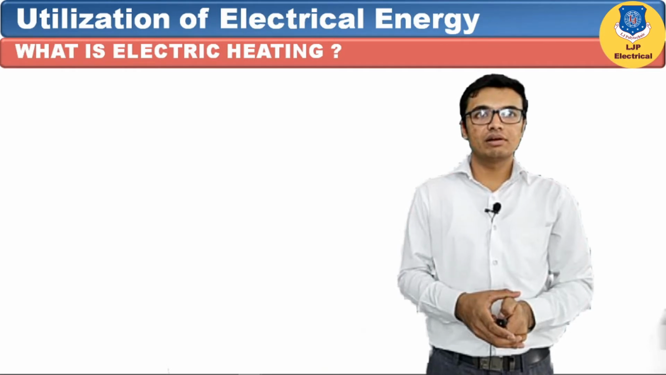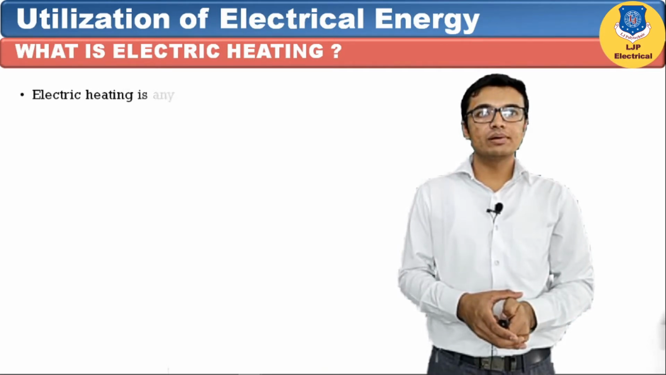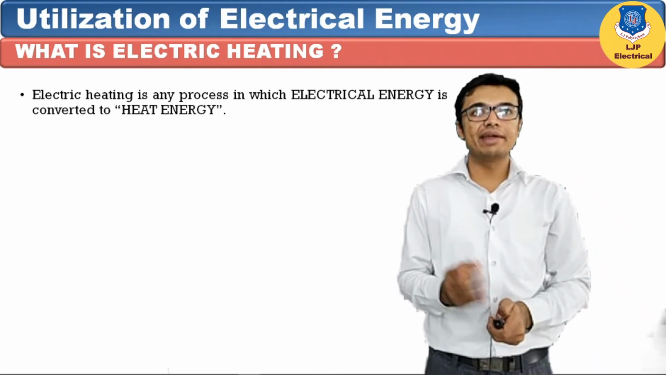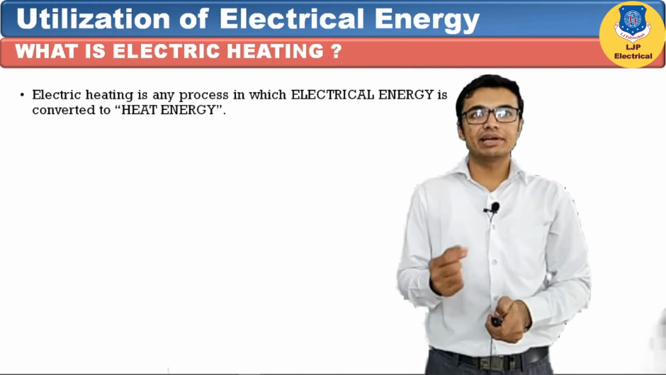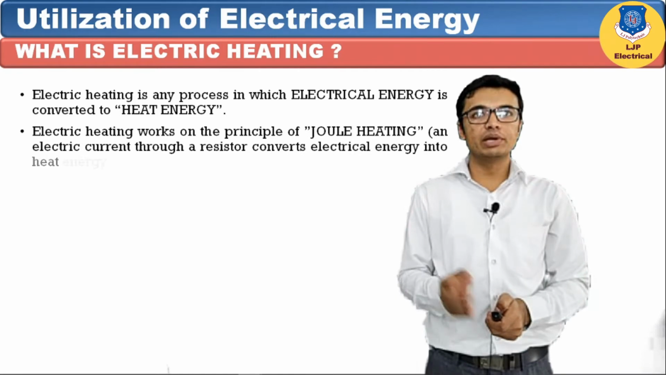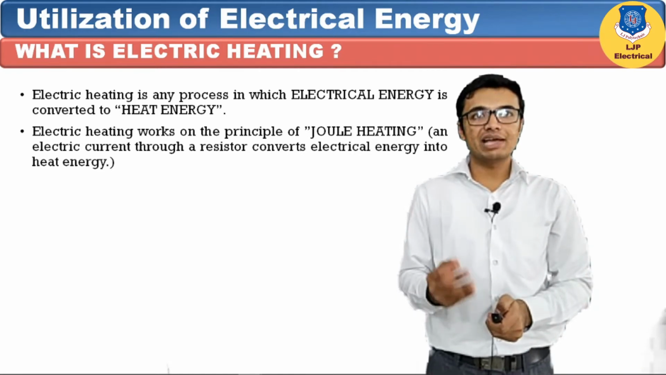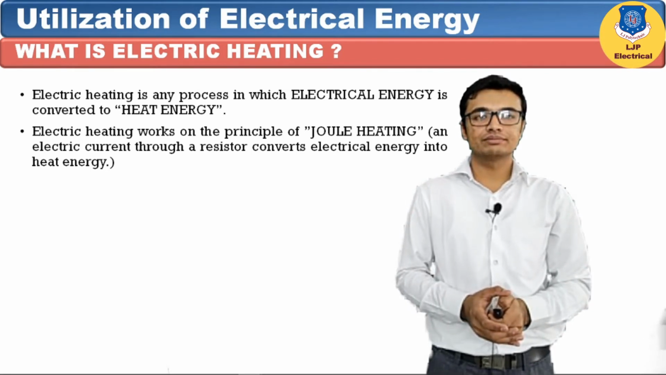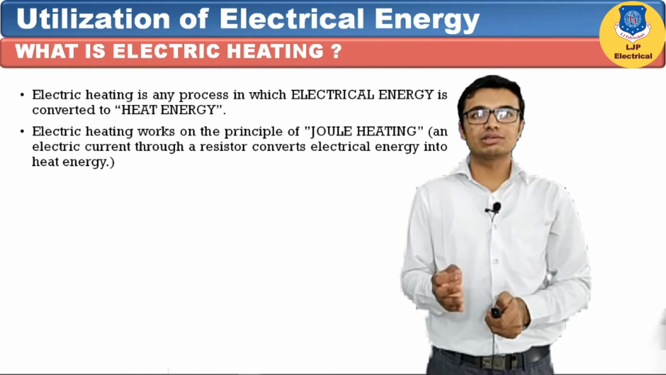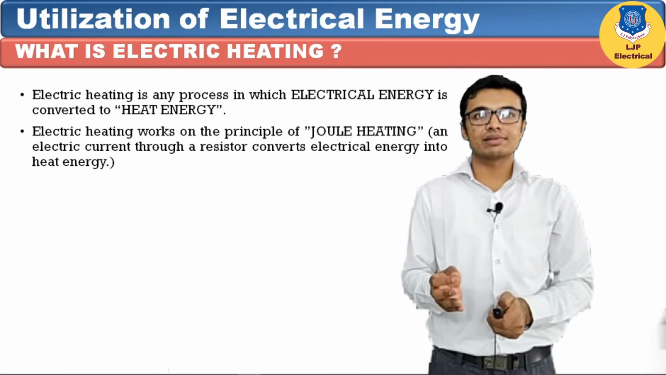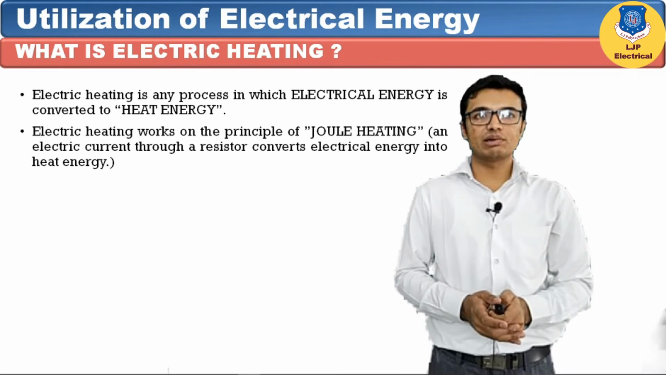Let's start with the exact meaning of electrical heating. So, electrical heating is any process in which electrical energy is converted to heat energy. It means if we supply electrical energy to a particular element, then it will convert it to heat energy. So, electrical heating works on the principle of Joule heating. When an electrical current passes through a resistor, it converts electrical energy into heat energy. Because if you pass current through the resistor, then losses will occur, that is I square R. So due to these losses, heat energy will be generated. It is based on Joule's law.